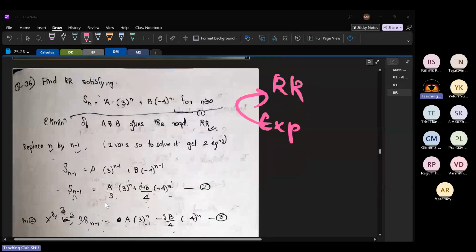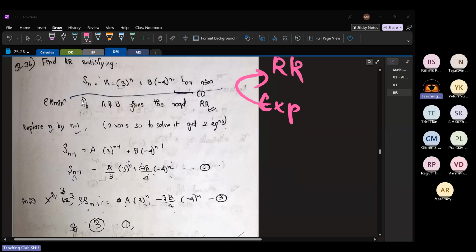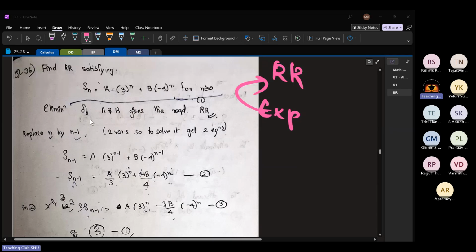Now you have to represent S_n in terms of S_(n minus 1) or S_(n minus 2). That is the key idea here. So what you will do is very simple. Take S_(n minus 1). Substitute n minus 1 instead of n in all the places. So you will get a into 3 power (n minus 1) plus b into minus 4 power (n minus 1). Now you will try to write this in terms of S_n, which is a into 3 power n plus b into minus 4 power n. Just make this equation look like that equation.